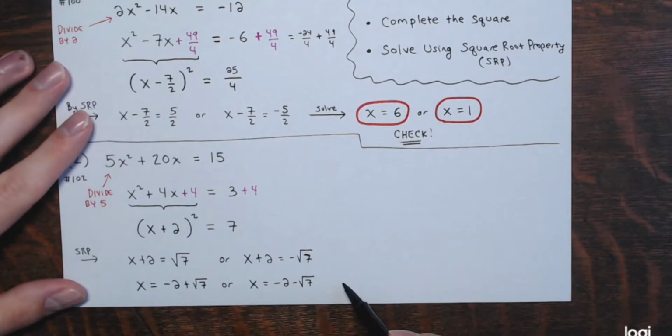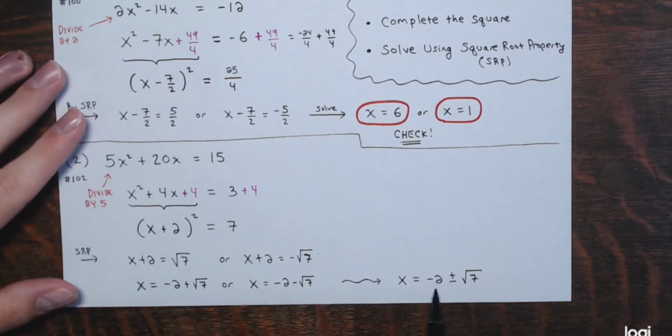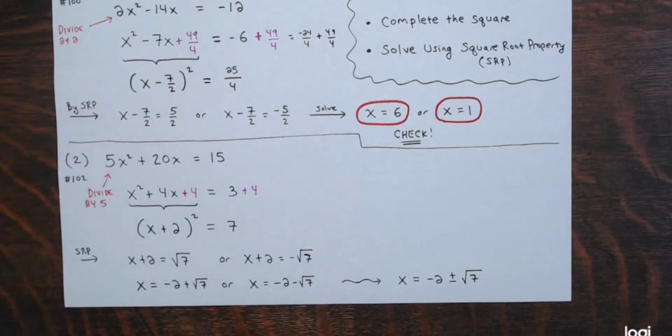Now you could also combine these, right, because they're just conjugates. You could say x equals negative 2 and then plus or minus the square root of 7. Both are equally valid. You can keep them separate or put them together with the plus or minus symbol.